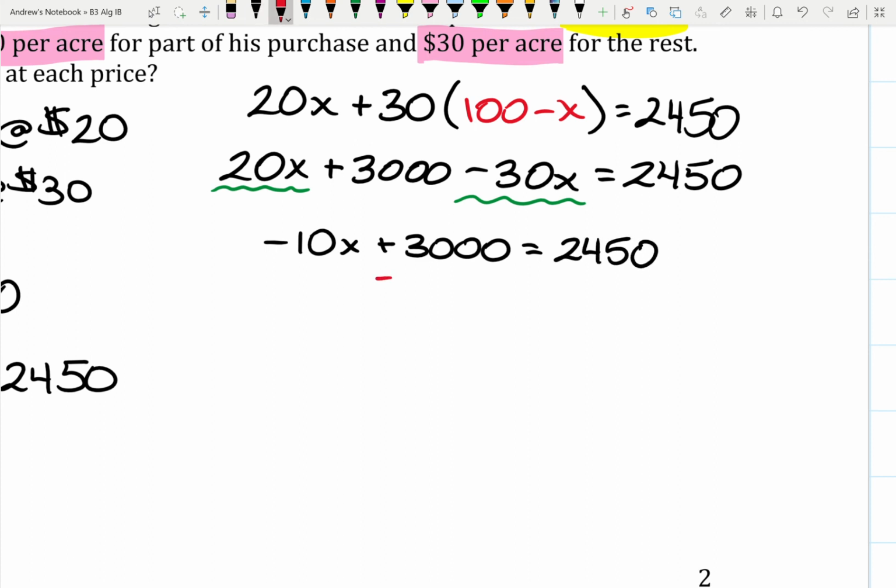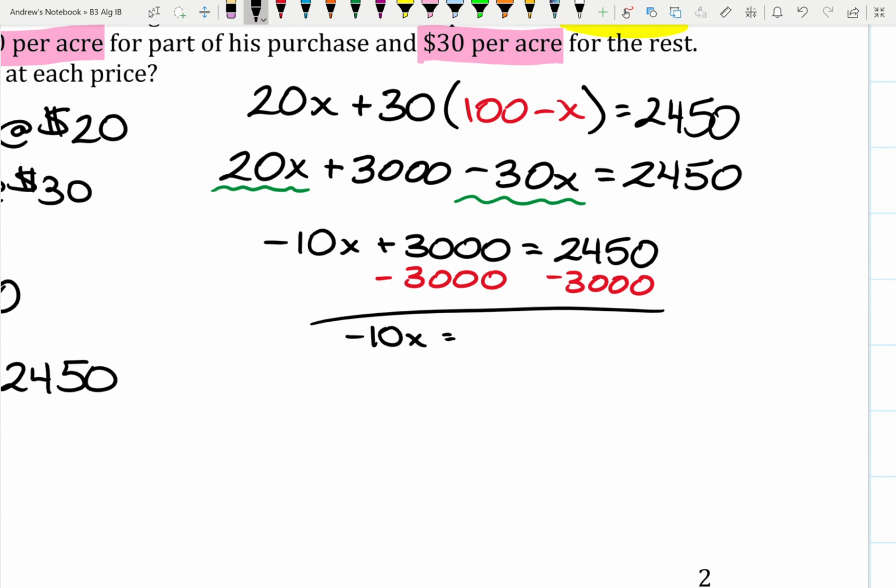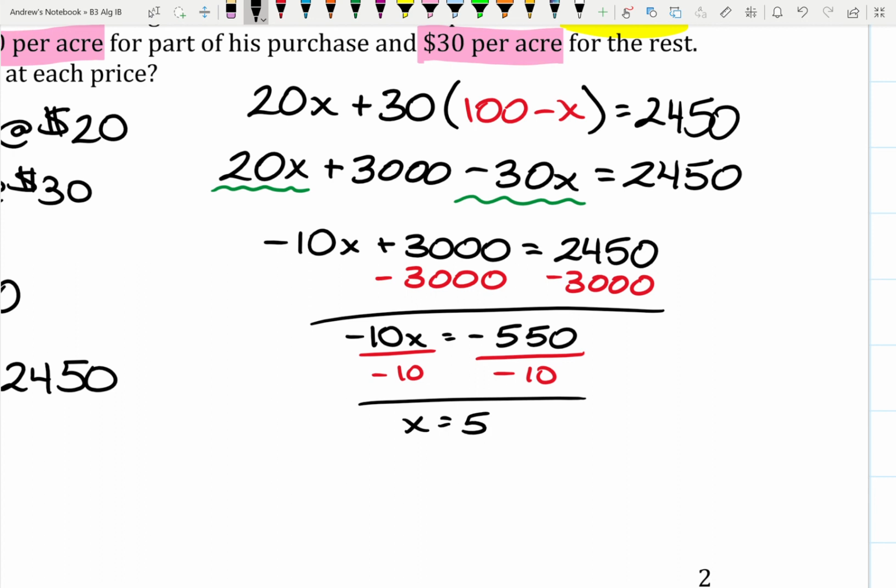We'll move that 3,000 over to the other side, get that away from where my x's are. So negative 10x is equal to, what's that going to be? Negative 550. Divide everything on each side by negative 10 to get rid of that coefficient. And we're going to find that x is 55.